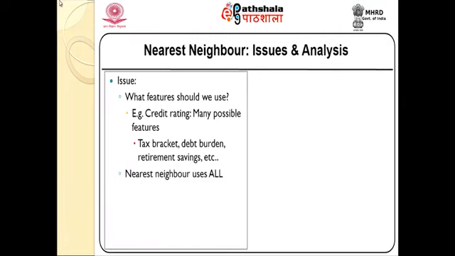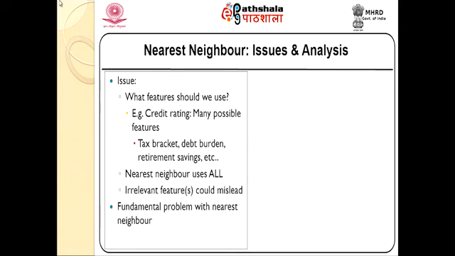Then nearest neighbor uses all the instances. Should we use all the instances is another question. It also uses all the features of the instances. Is that relevant? There are many irrelevant features that you do not have to consider at all. They do not contribute to the classification. Then why should we consider them? That is another question. So, that is the fundamental problem with nearest neighbor.